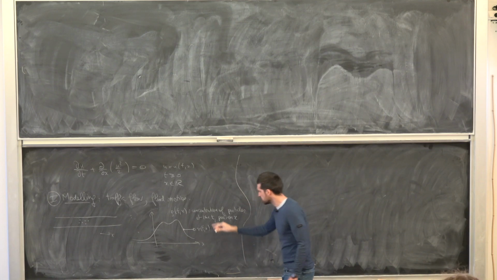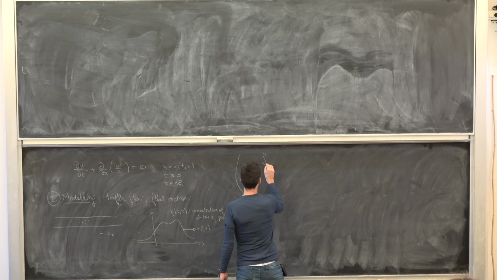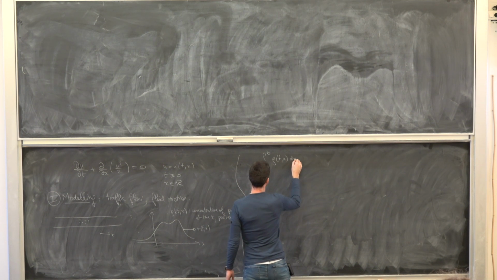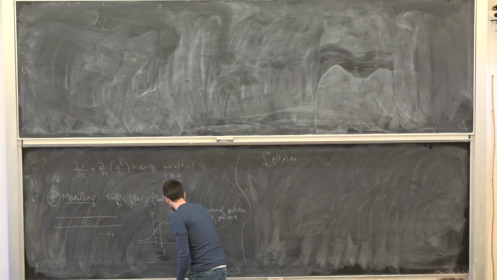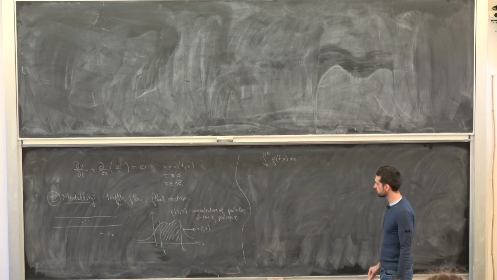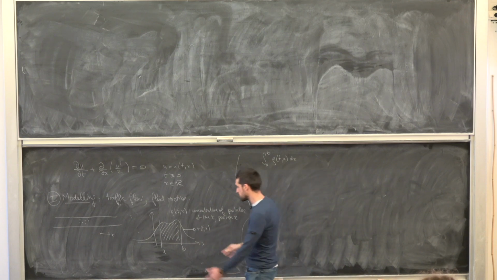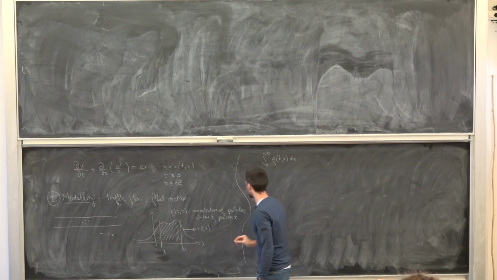So what does it mean? When I say concentration of particles, it means that when I do the integral of rho of t,x dx between a and b, say I have a here, b here, you see this integral is just the area under the curve. This represents the quantity of particles that I have in that part of space. Okay?